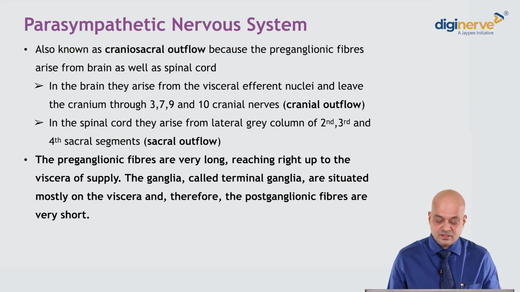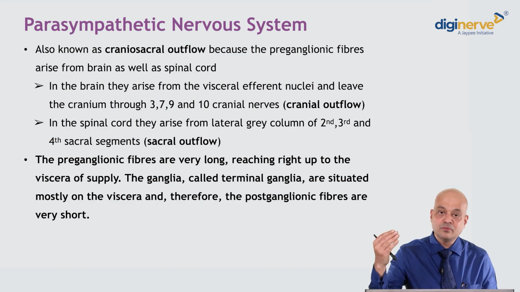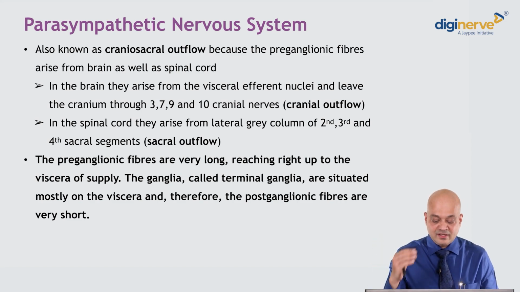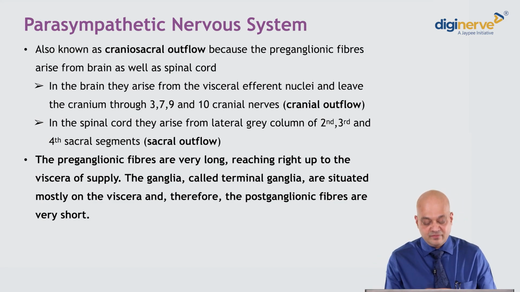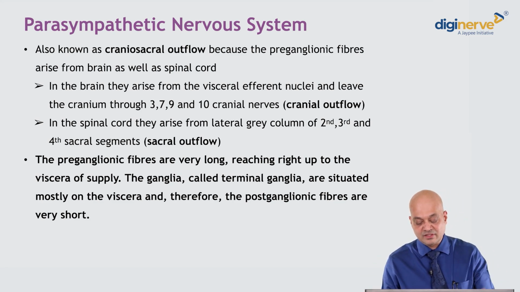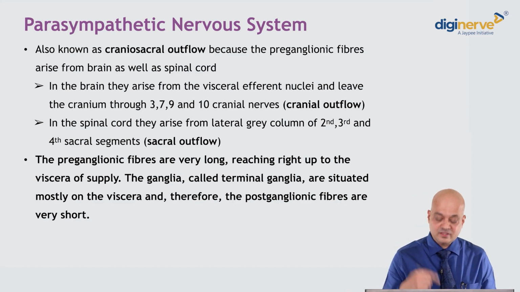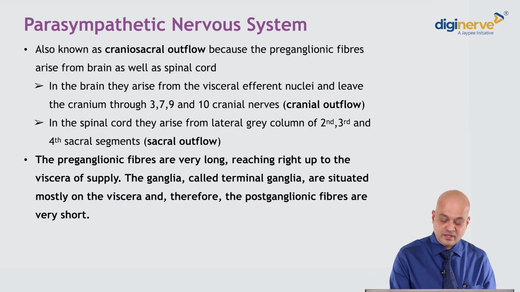The parasympathetic nervous system, also known as the craniosacral outflow, because they arise from the brain as well as the spinal cord. In the brain they arise from visceral efferent nuclei, leaving the cranium through the 3rd, 7th, 9th, and 10th cranial nerves, known as the cranial outflow. In the spinal cord, they arise from the lateral gray columns of the 2nd, 3rd, and 4th sacral segments, and that's called the sacral outflow.